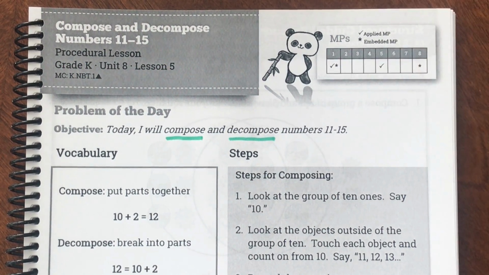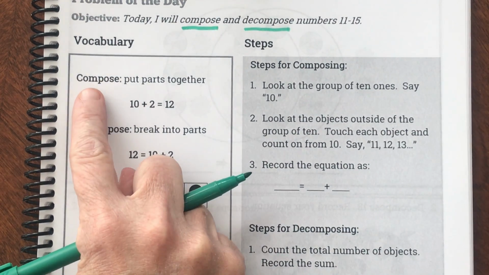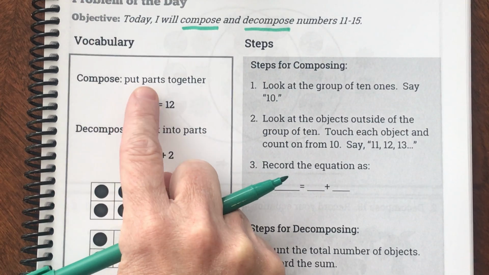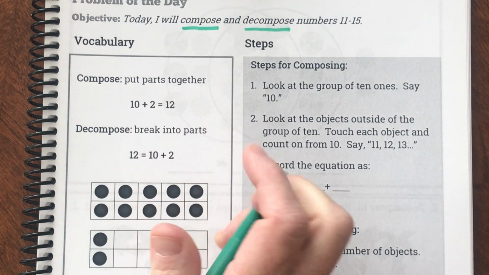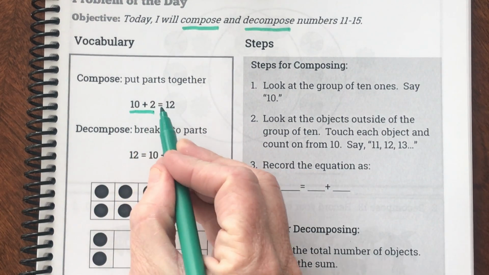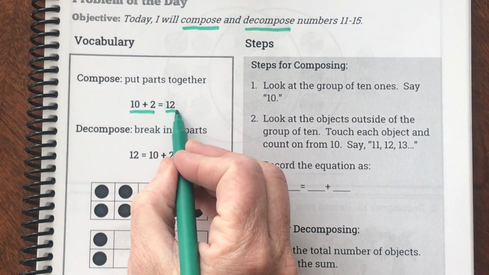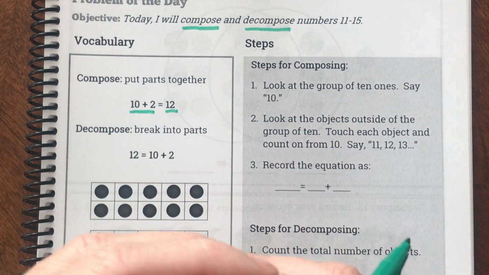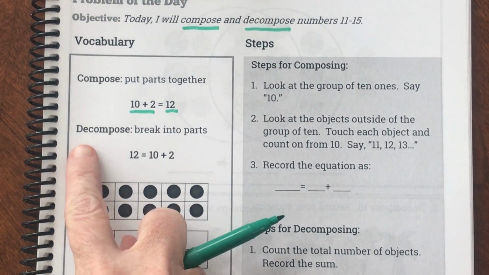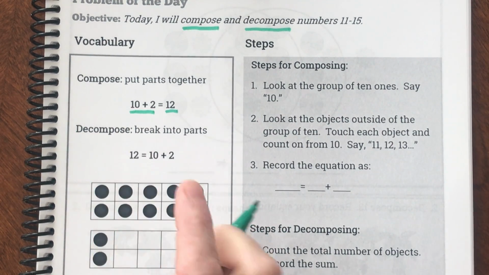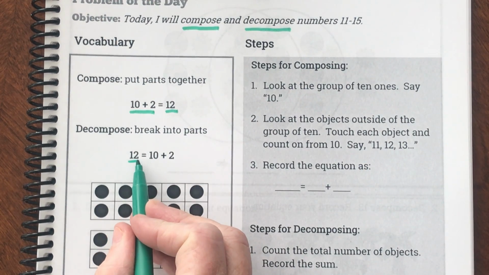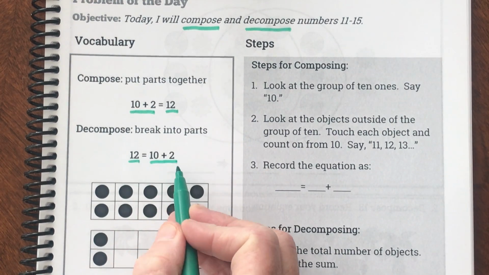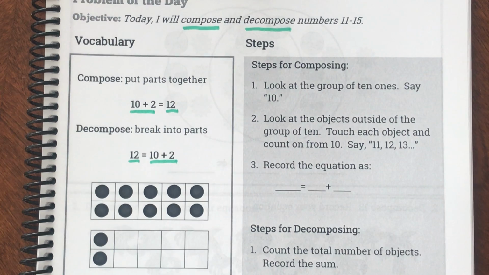Okay, so let's look at our vocabulary. Our first word says we're going to compose. It means put parts together. So if I have a 10 plus 2, I'm taking these two parts and putting them together and they equal 12. So it's taking two things and putting them together. Decompose is the opposite. It means to break into parts. So here I have 12 and I'm going to break it into a 10 and a 2. So I'm taking something and separating it into two parts.